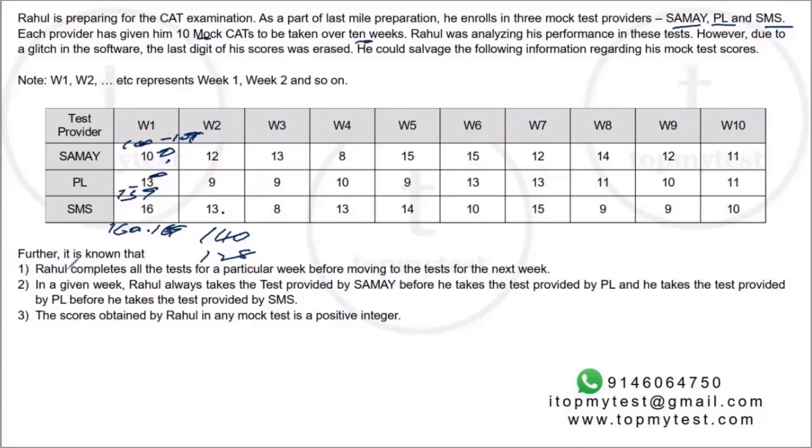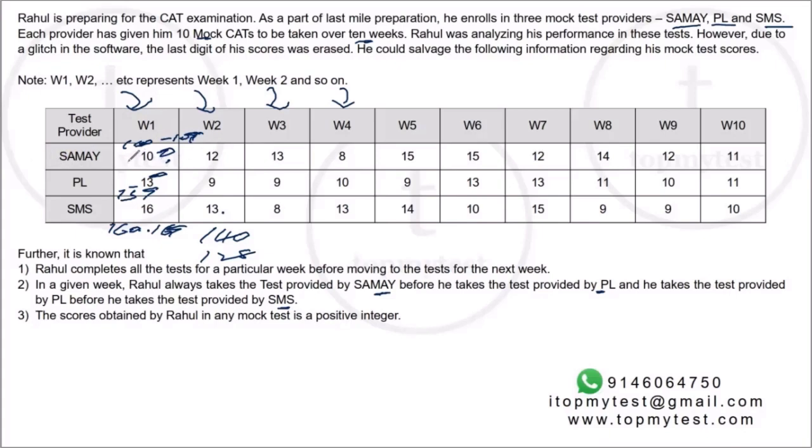Okay. Further, it is also known that Rahul completes all the tests in a particular week before moving to tests for the next week. So he'll complete week 1's tests, Samay, PL, SMS, then he'll go to week 2, then week 3, week 4, and so on. It is also given that in a given week, Rahul always takes the test provided by Samay before the test provided by PL. Then he takes the test provided by PL before the test provided by SMS. So the order is going to be this.